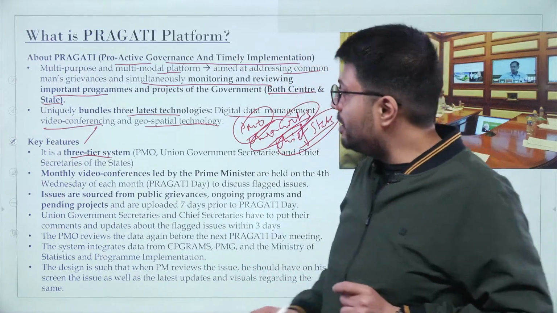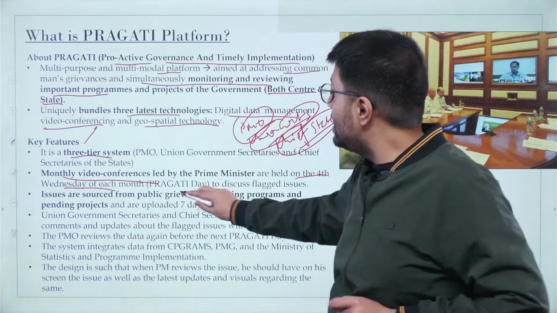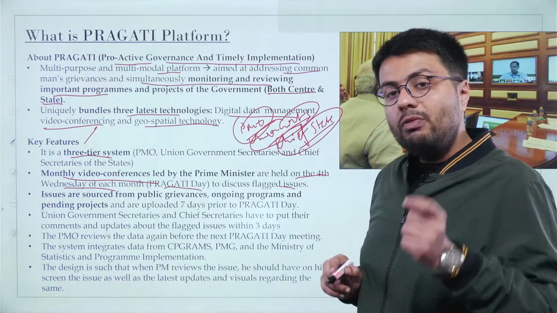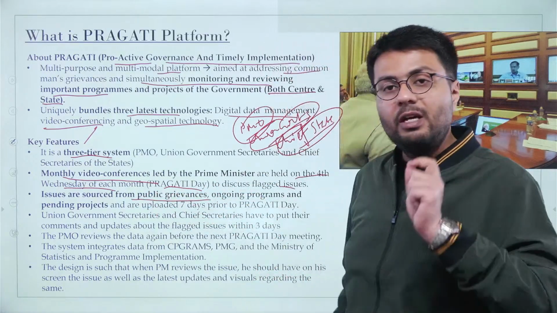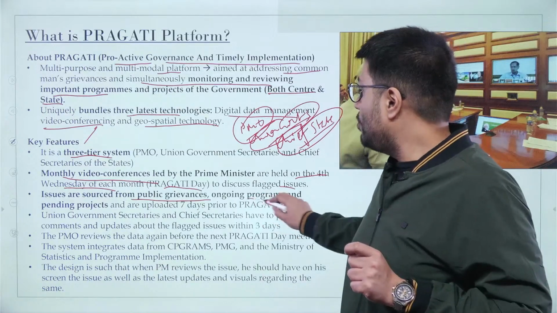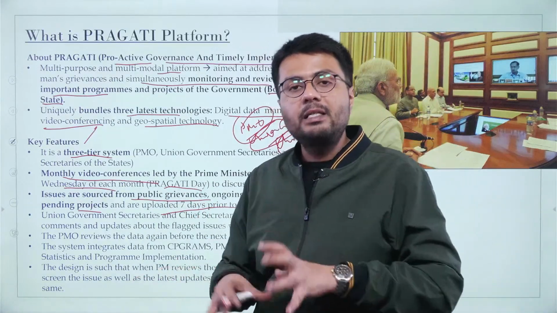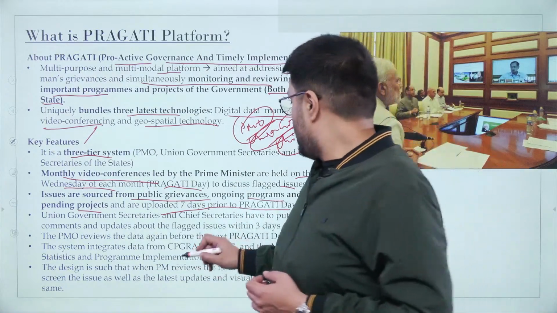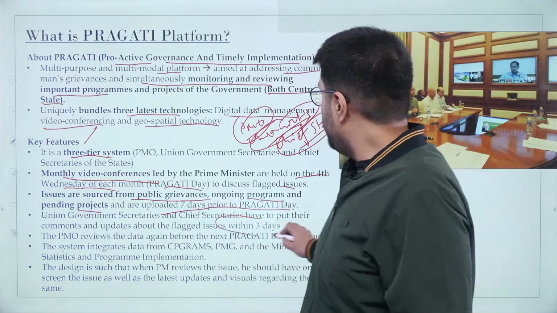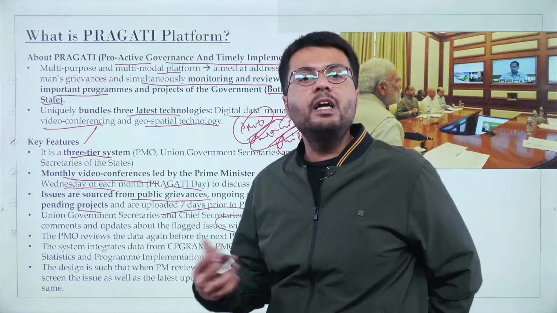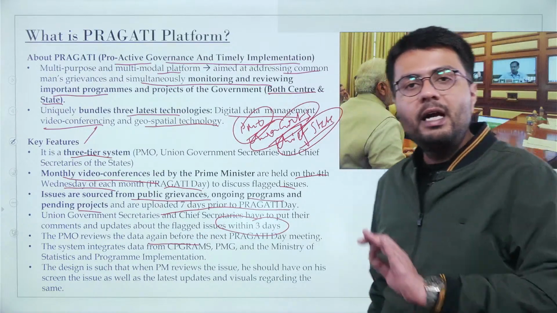Also, a feature of this platform is that the PM has monthly video conferences, held on the 4th Wednesday of each month, called Pragati Day, to discuss the flagged issues. Now, how does the PM identify which project is facing issues? He does so when the public highlights such grievances to the PMO. Ongoing programs and pending projects are uploaded 7 days prior to Pragati Day, efficiently monitored by the PMO and presented in front of the Prime Minister himself. Now, in case the Prime Minister flags any infrastructure project, it has to be addressed within 3 days of the meeting, and then the rectification measures take place. The PMO reviews the data again after rectification, and only after that is it sanctioned.